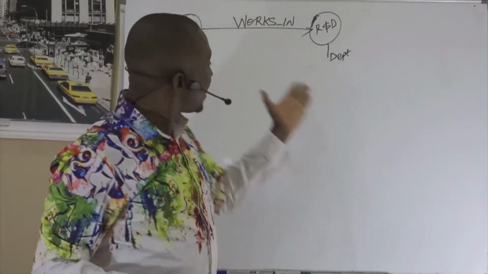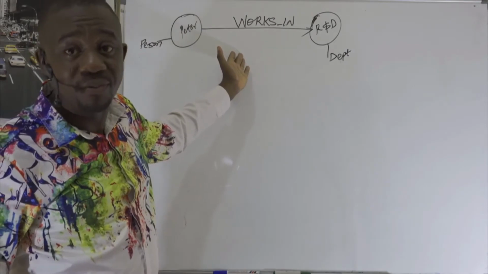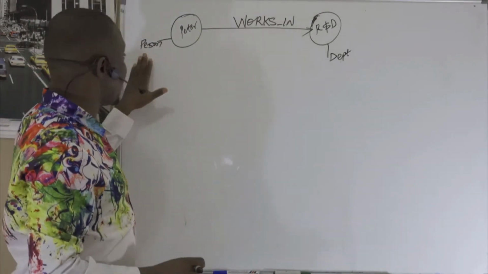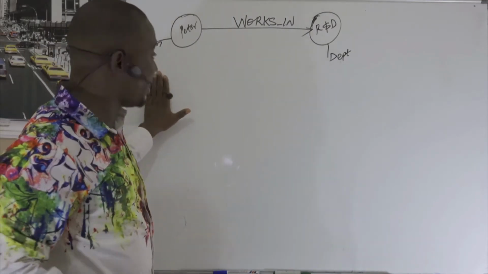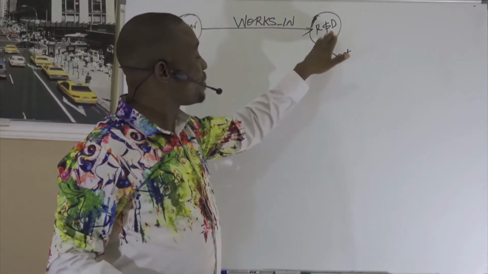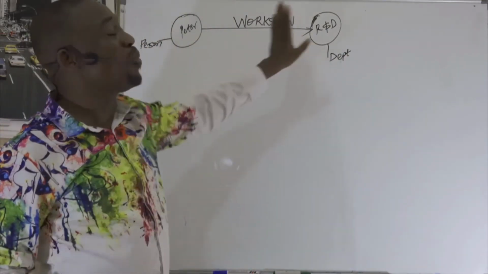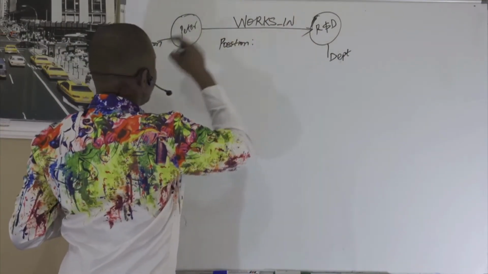Okay, let's look at this simple relationship of employee. We're going to use one employee. It's a person and it's also an employee of the company. He works in this department of what? R&D. And his position in this company, it has two positions.